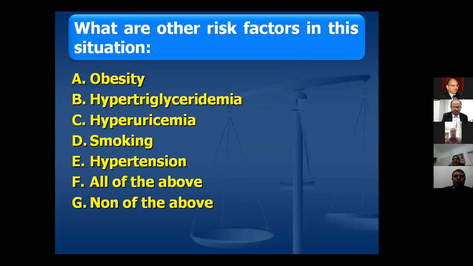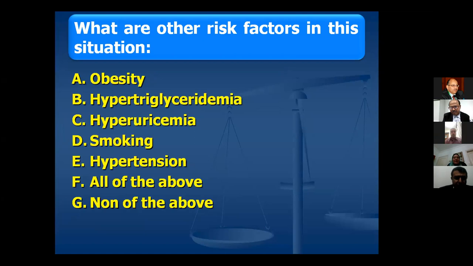What are other risk factors in this situation in IgA? Obesity, hypertriglyceridemia, hyperuricemia, smoking, hypertension, all of the above, none of the above. What are the risk factors that you are searching for if the situation is IgA? Here, all of the above. These are the risk factors that you should be concerned about in cases of IgA nephropathy.